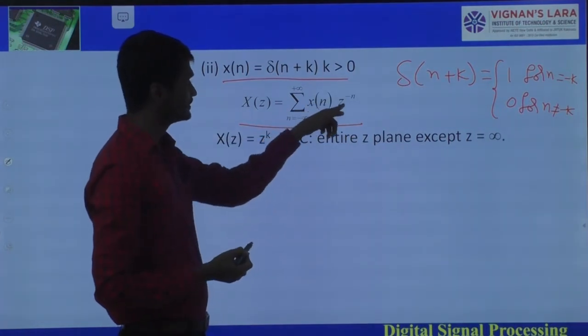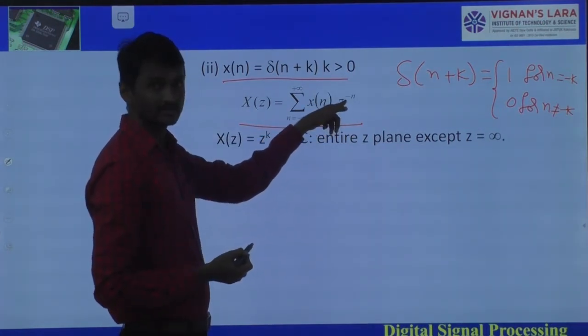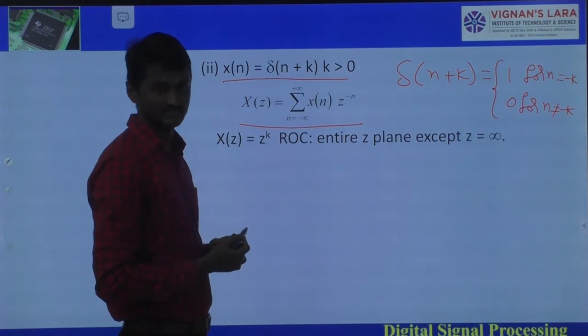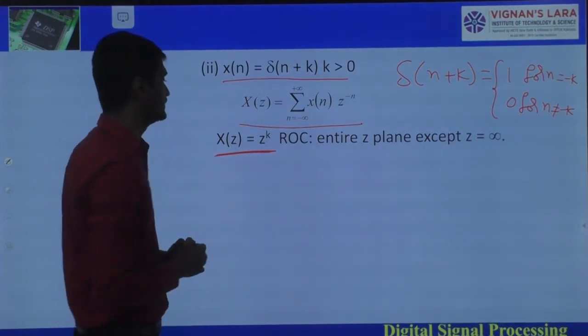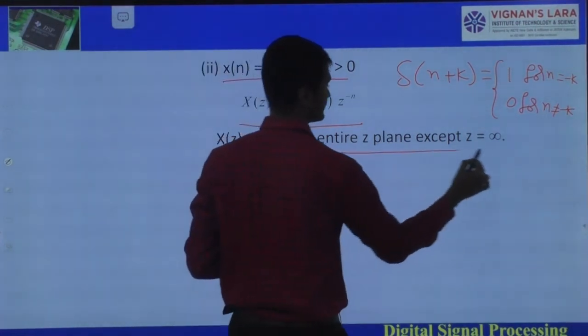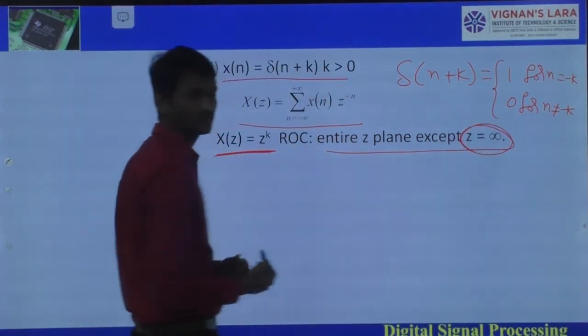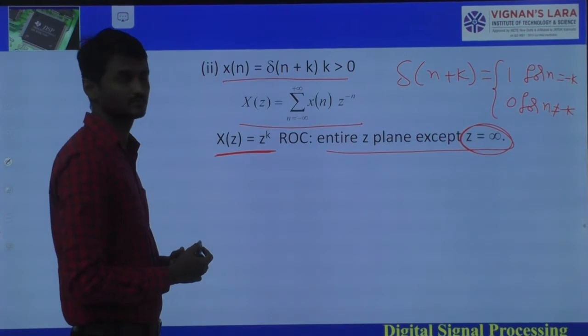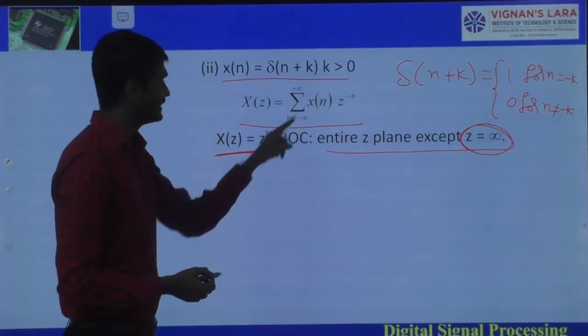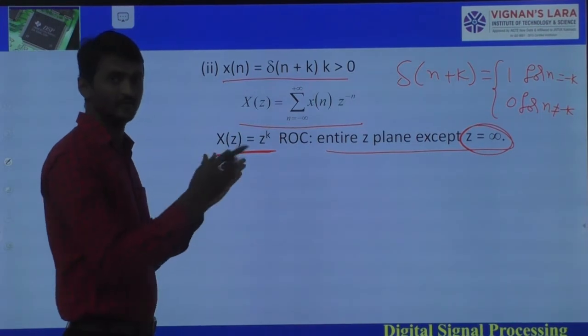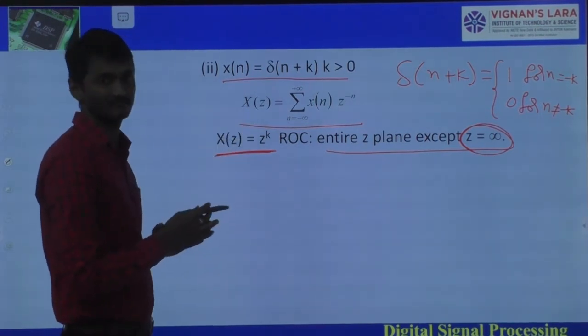Now we have to substitute n equals minus k, that is z power minus of minus k, so z power k. x of z is equal to z power k. The ROC is the entire z plane except at z equals infinity. Okay, and 1 into z power k, because the value is 1, and z power minus of minus k, that is plus k, right?